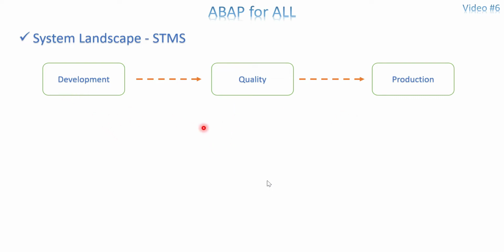The frequency of movement from development to quality is more. The meaning is, you're developing some programs. Maybe for a small project, you need to develop 5 programs and 2 tables.